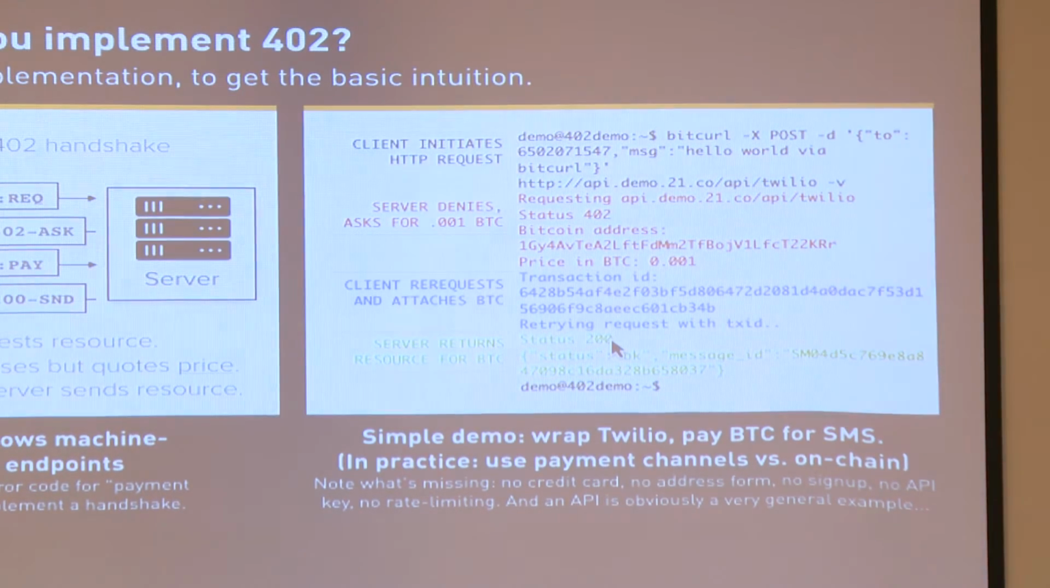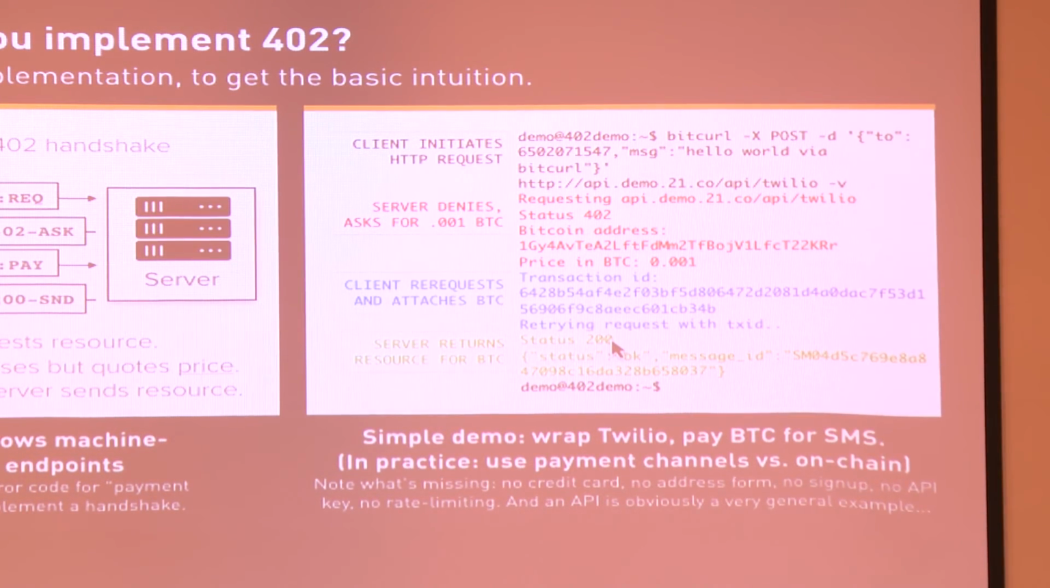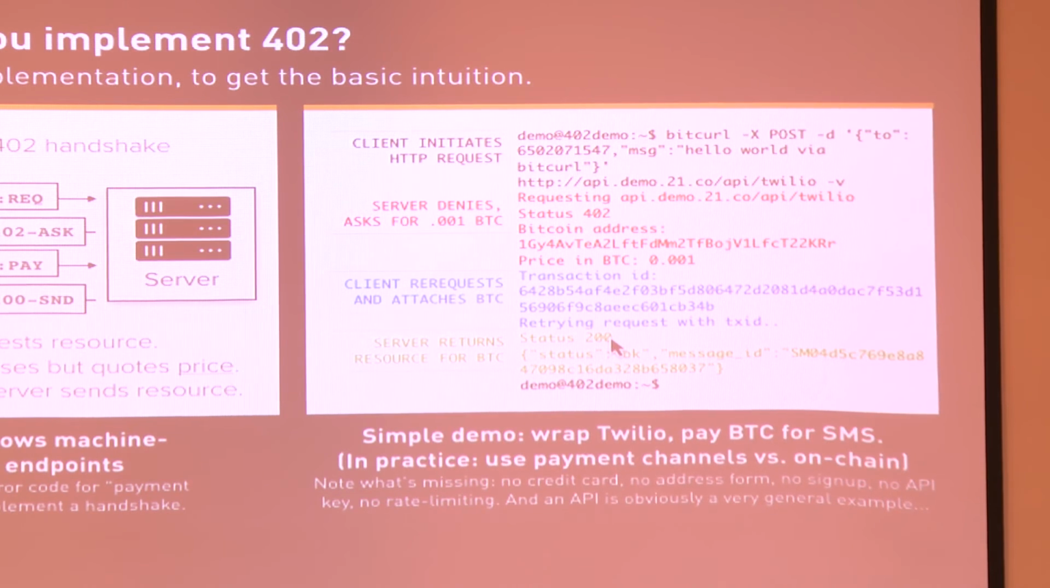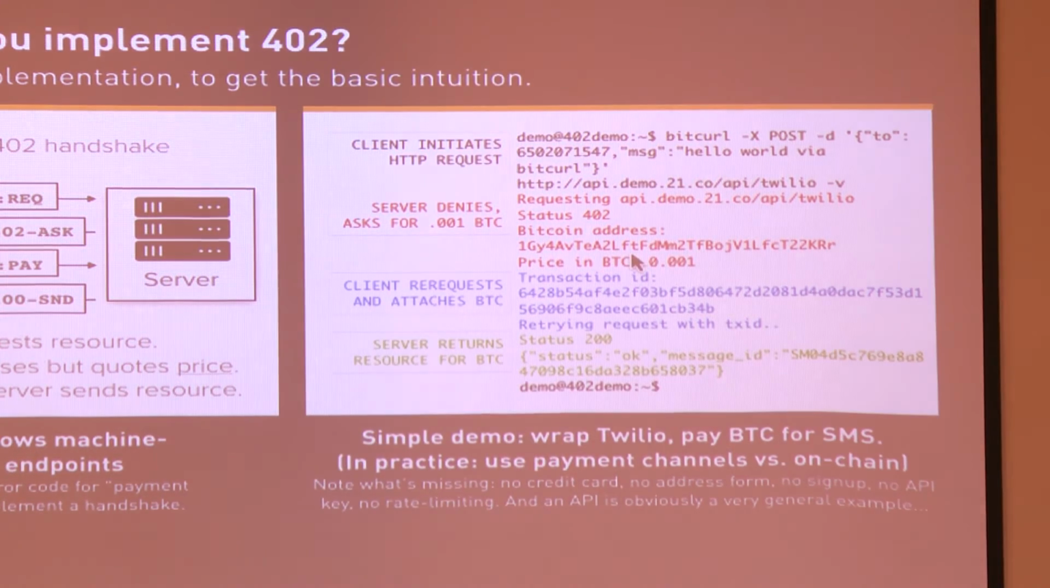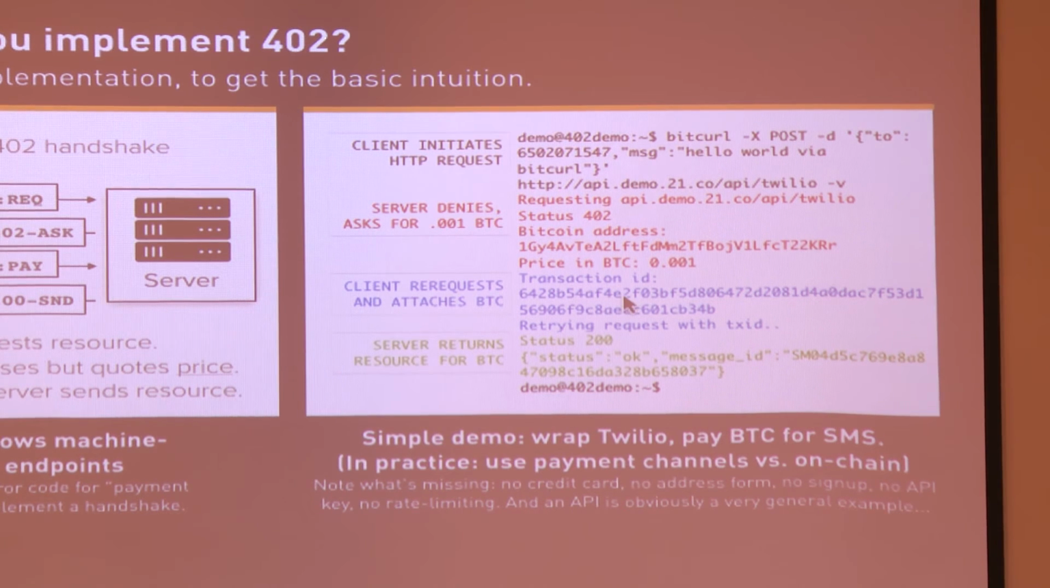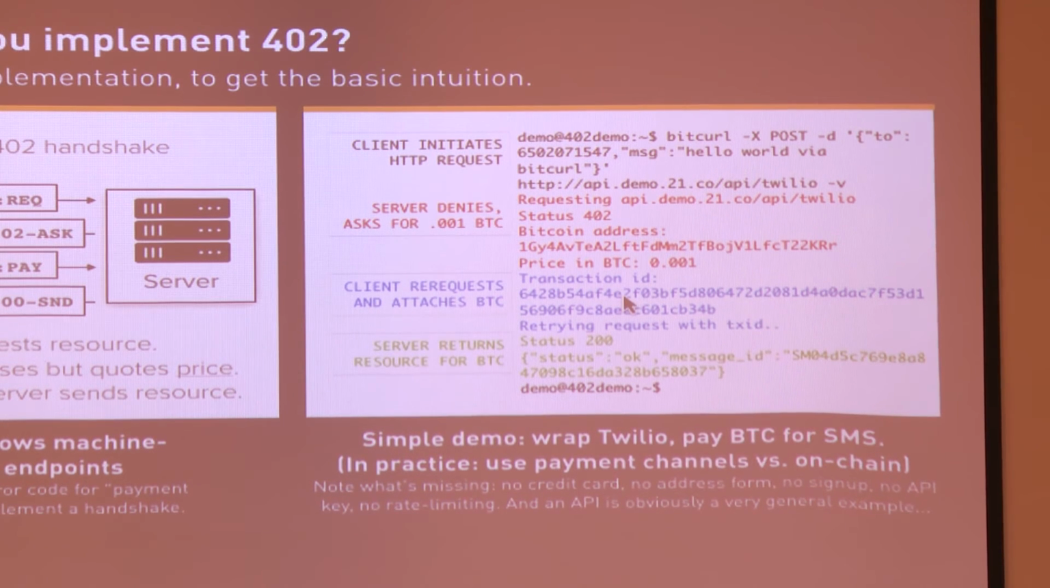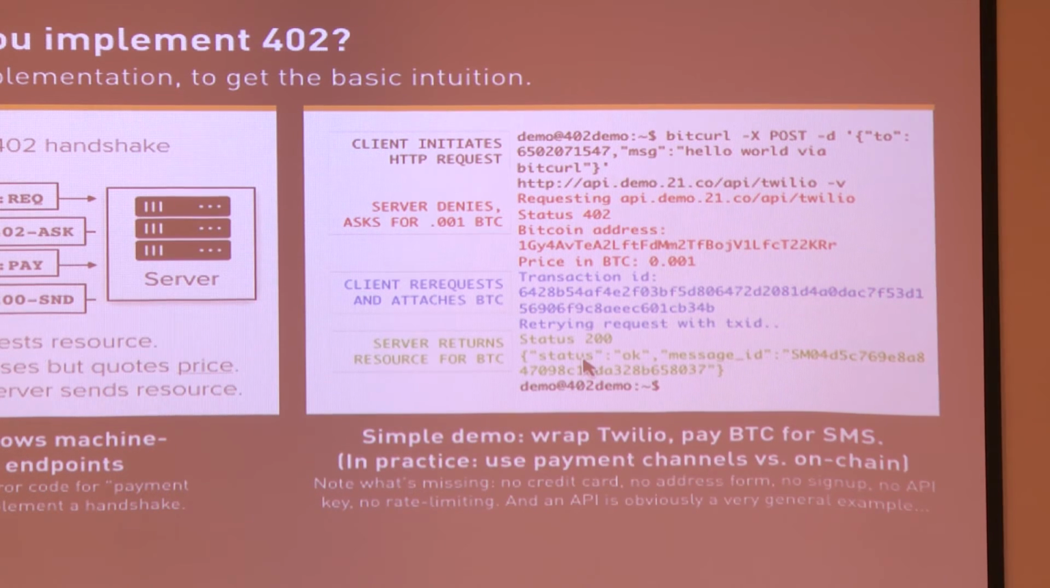Now, this is a naive implementation, and I'm going to show how you can improve its efficiency in many different ways. But the fundamental handshake is pretty simple to understand. I ask for a resource, the server denies it and quotes me a price. I pay the server, using the blockchain as a validator to show that it's been paid, and then the server returns the resource.